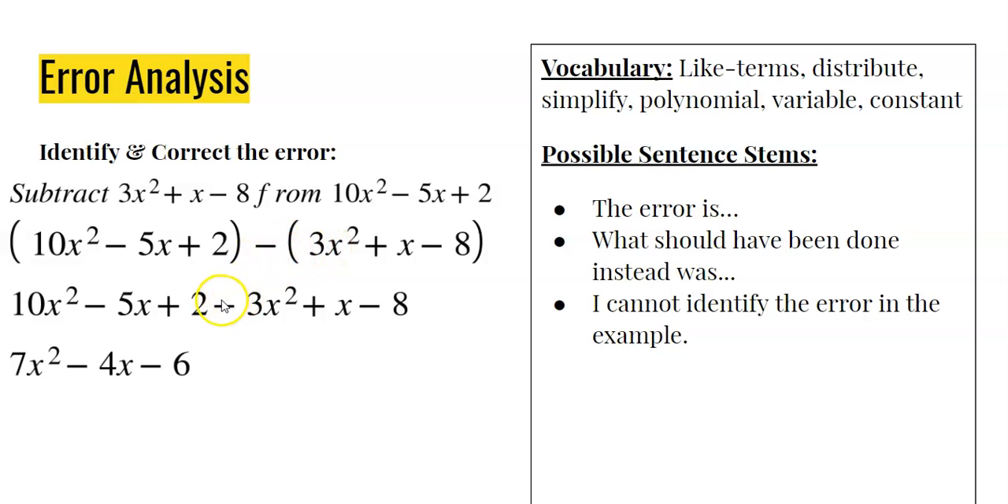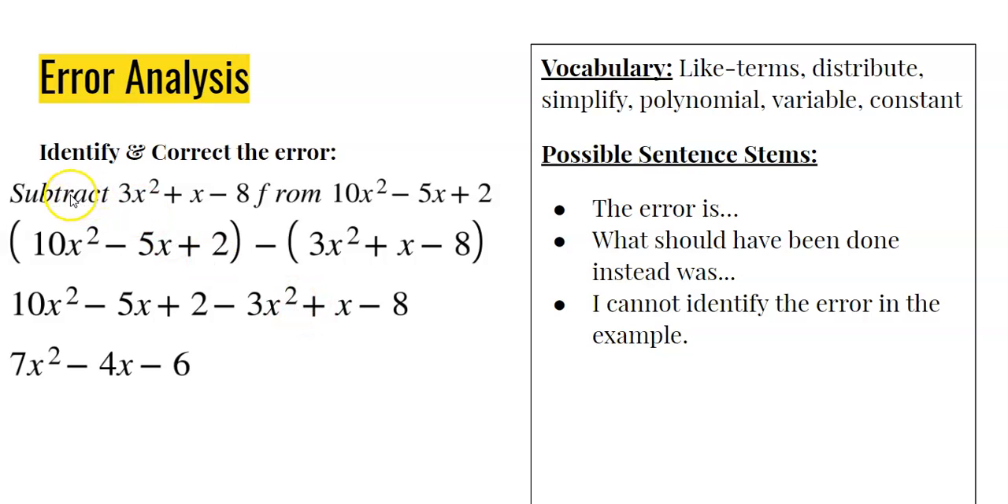Negative times a positive is negative. However, notice here they have a negative times a positive, which should give me a negative, and a negative times a negative, which should give them a positive. So their signs are wrong, but that's actually not the main error they made.